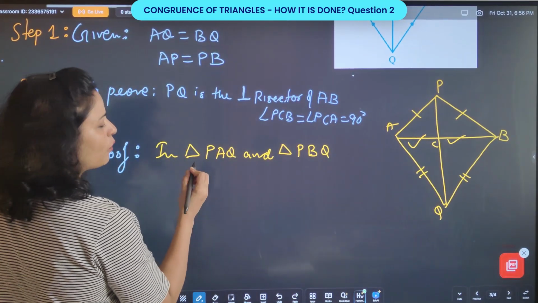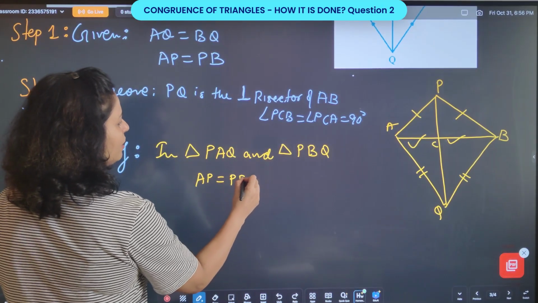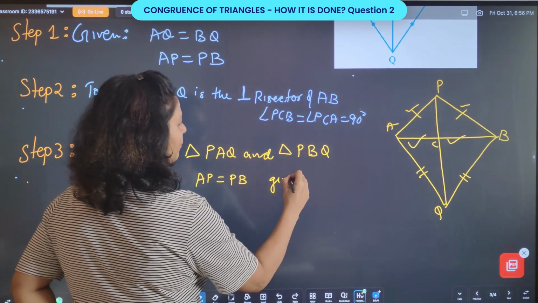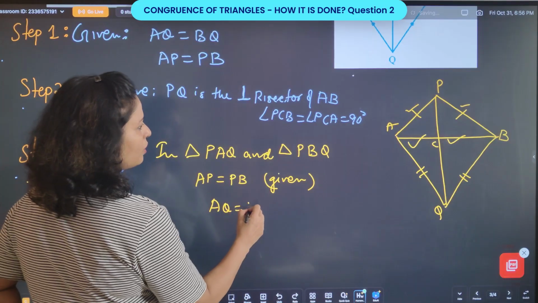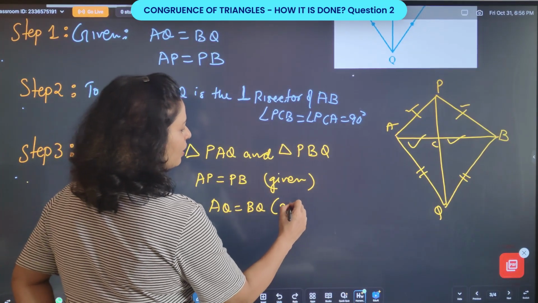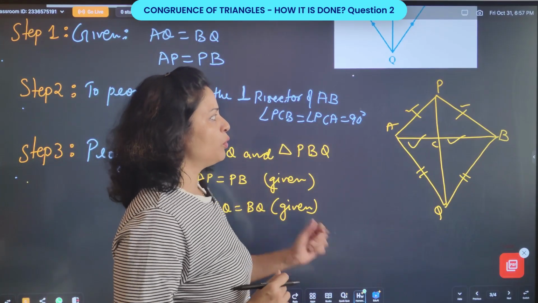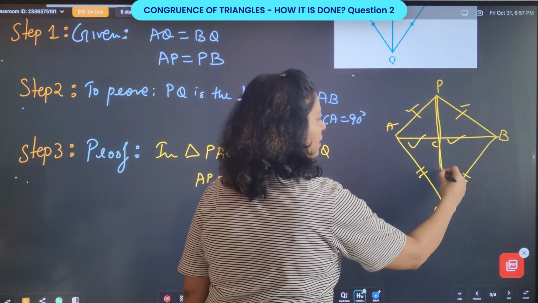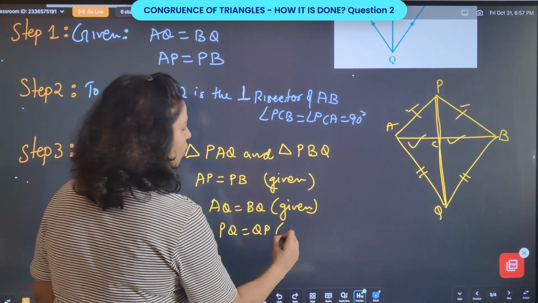Here I can see what is given to us. AP is equal to PB. These two sides are given to us. Then AQ is equal to BQ, also given. And one more thing: between these two triangles, you can see PQ is equal to QP. It is a common side.